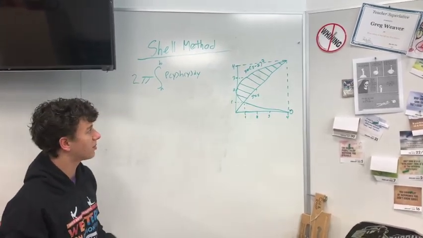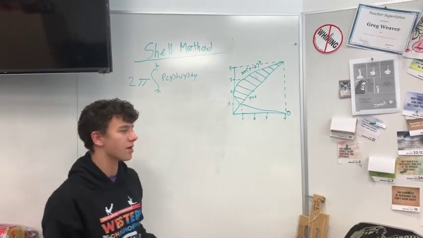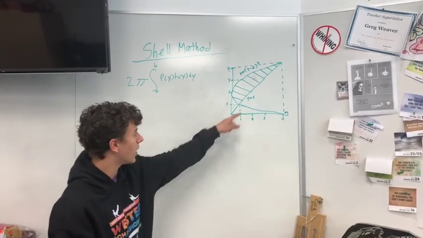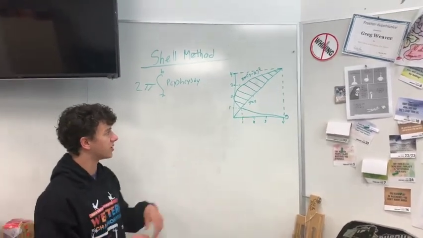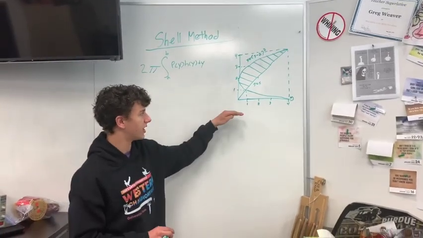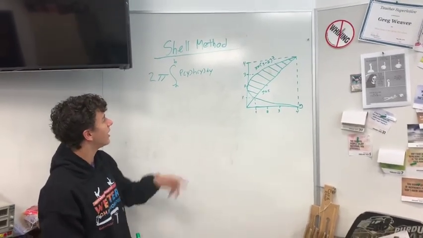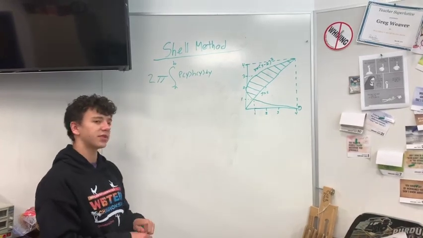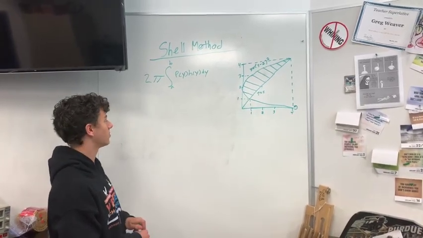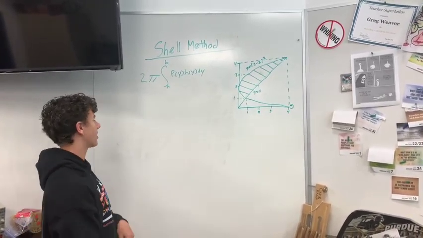So for this problem, we're taking the line x equals (y minus 2) squared and y equals x, and we're going to find the area in between those two lines and rotate it about the x-axis. Now you'll notice this equation looks a little bit different, and that's because it's in terms of y. So let's start setting up our equation.